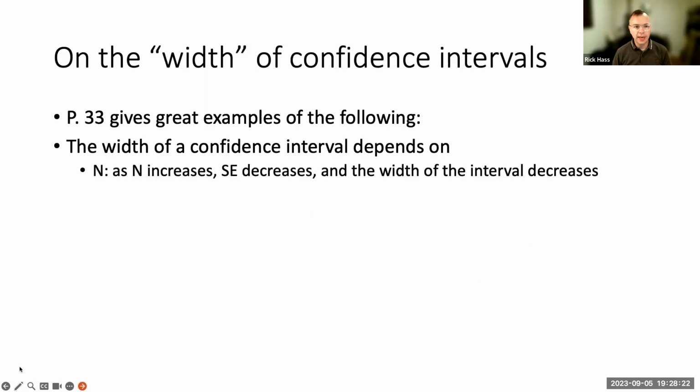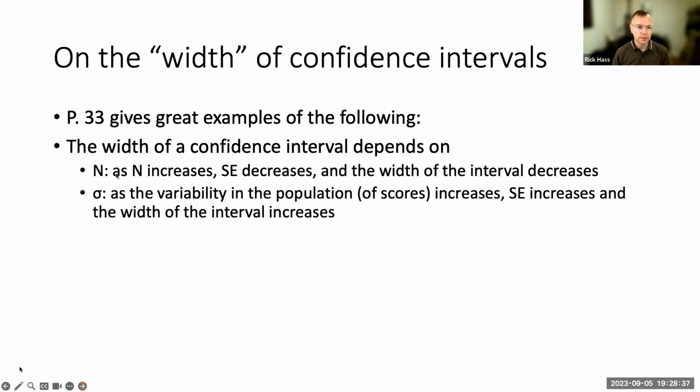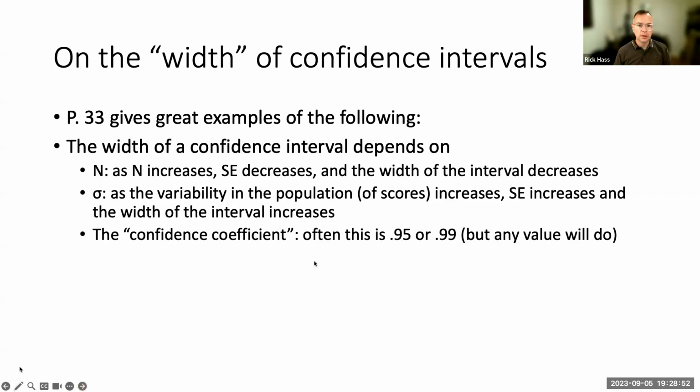You can also read in the text a couple of other things that relate to the width of a confidence interval. As n increases, standard error is going to decrease, and the width of the interval is going to decrease, all things held the same. Variability in the scores in the population is going to lead to increases in standard error and increases in the confidence interval. We can also widen or shorten our intervals just by picking a different confidence coefficient.